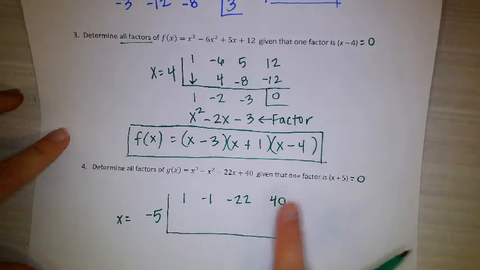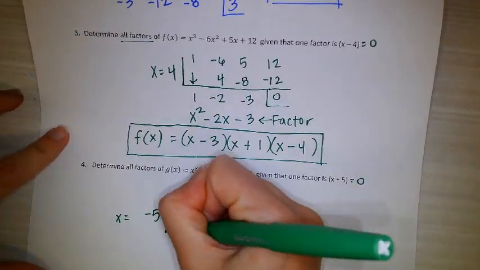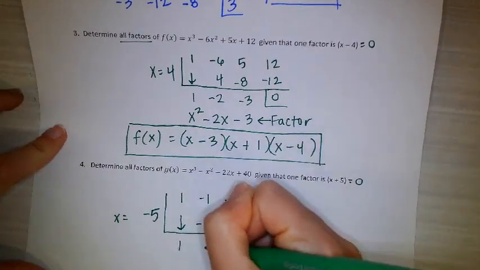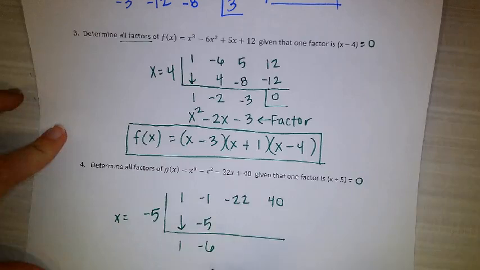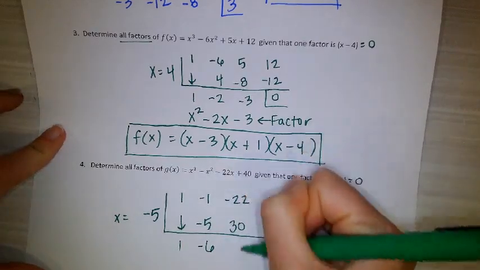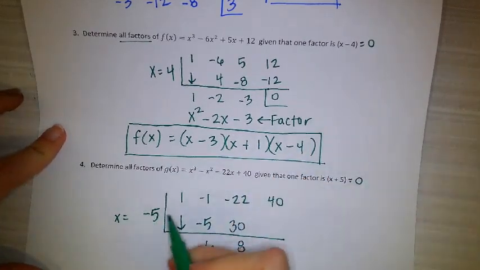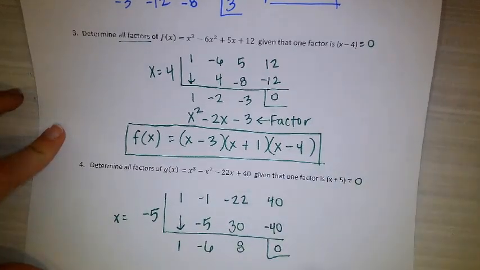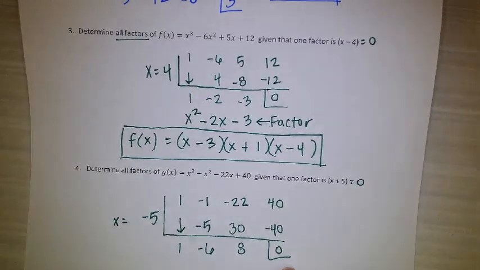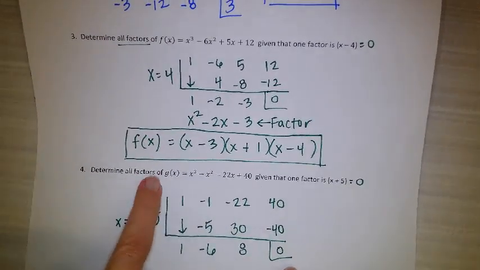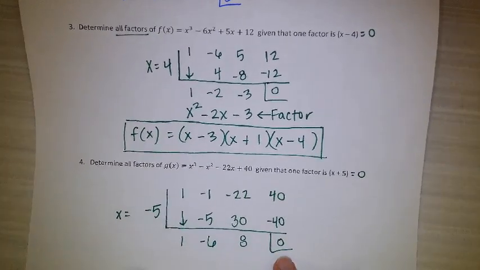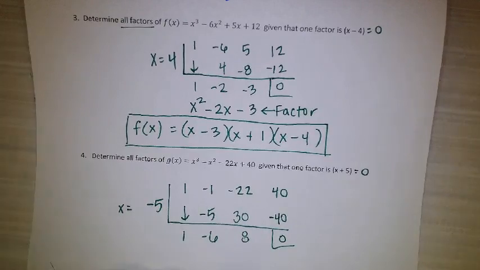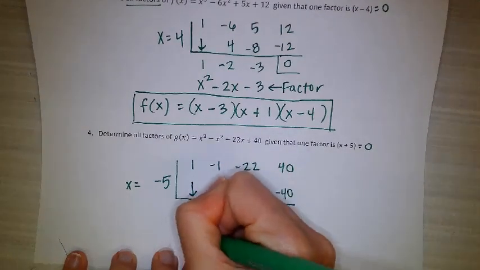All right, multiply and add straight down. Multiply again, add straight down. -5 times 8 is -40. So y'all, if you're asked to do this on an assessment, to give all the factors, it means that it's going to divide evenly. So if you don't get to divide evenly, then something went wrong in the process. Okay, so now it's lowered in degree from cubic to quadratic.